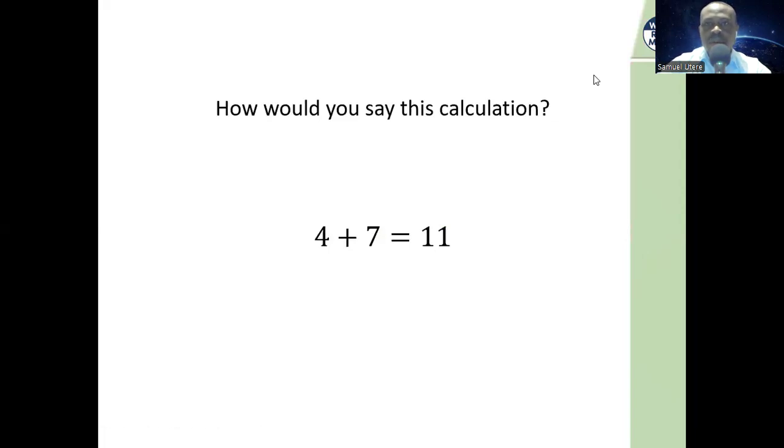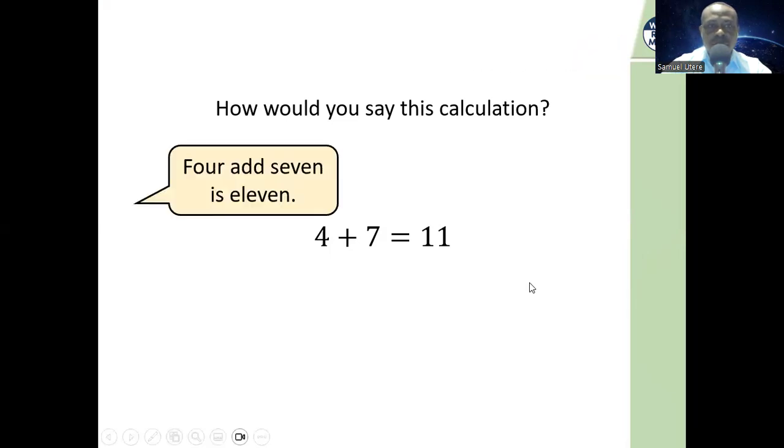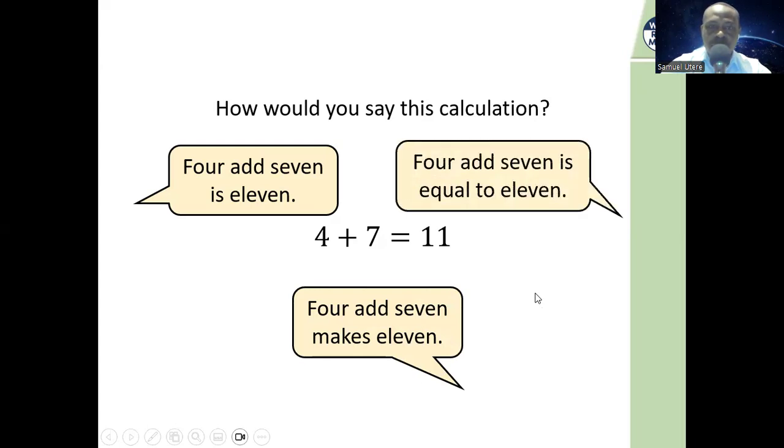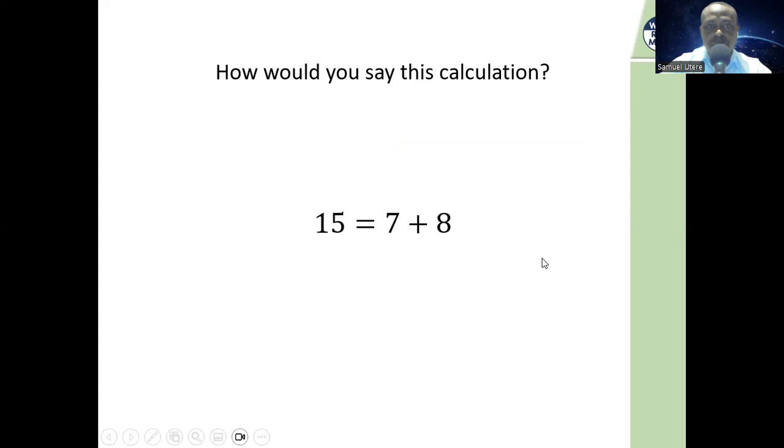How would you say this calculation? I want you to have a think. Some may say this calculation as 4 add 7 is 11. Someone else might say 4 add 7 makes 11. And then another person might say 4 add 7 equal to 11. Notice that the mathematical symbols add and equal are used in this statement. So I tend to favor that one. You would see why when we look at the next example.